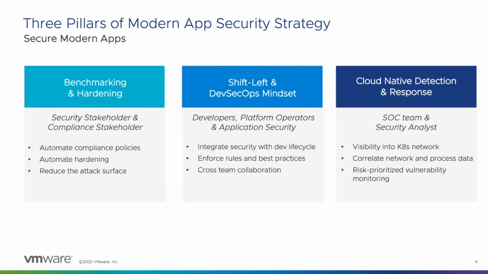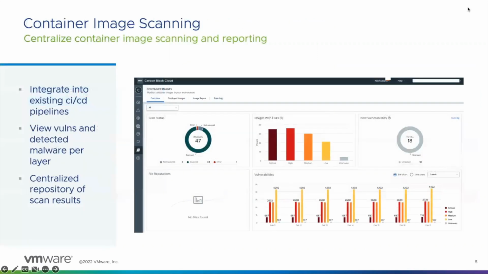So keeping in mind that our layers of focus today are the Kubernetes and container workload layer, we're going to take these 3 pillars and start to dive into some of the CB container security components. And what we'll start with first is the container image scanning component. This is something that is easily integrated into existing CI/CD pipelines.